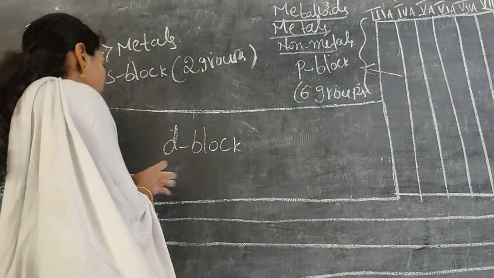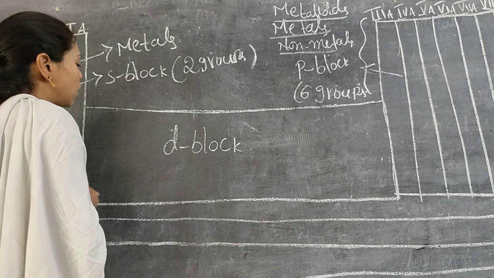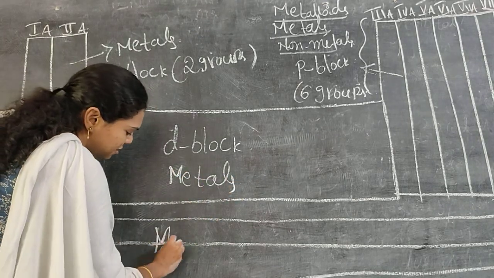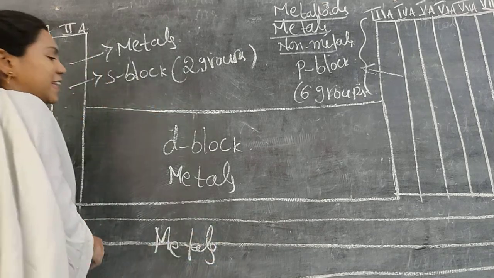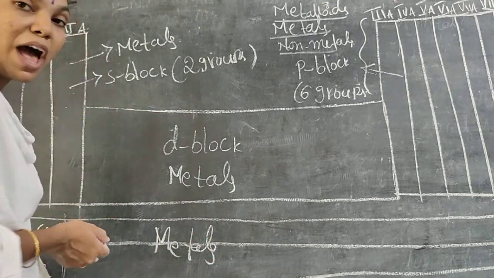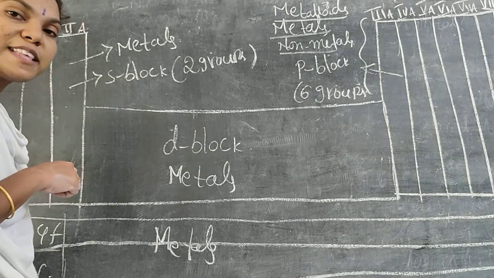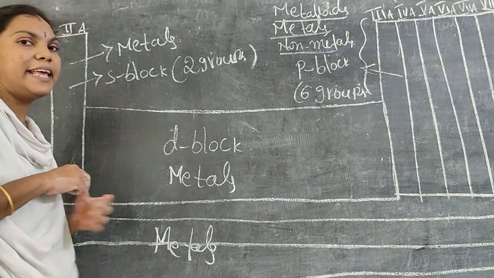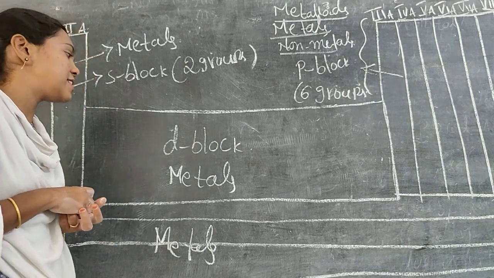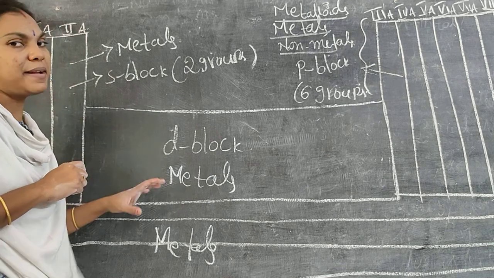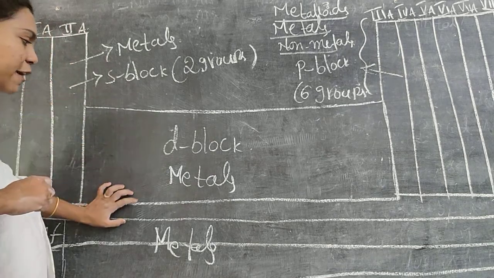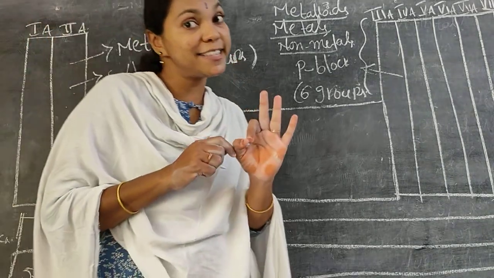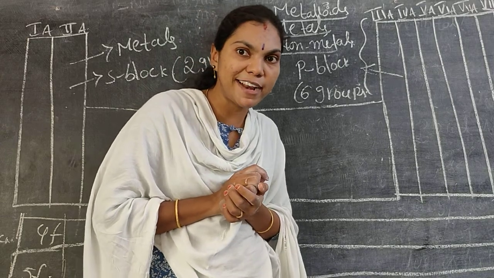But what about D and F? Yes, only metals. The D block and F block also have only metals. But the metals which have the radioactive property are in the F block. Radioactive elements: do you hear the name? Radioactive elements are placed in the F block. In the D block, some radioactive elements are present, but mostly they are metals only. In S, D, F, all are metals only. But only in the P block, non-metals and metalloids are placed.